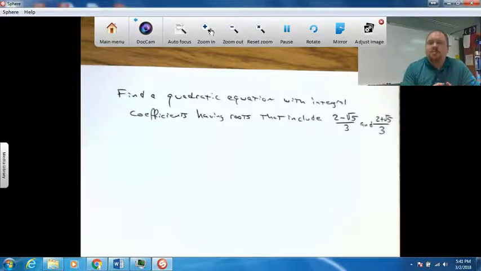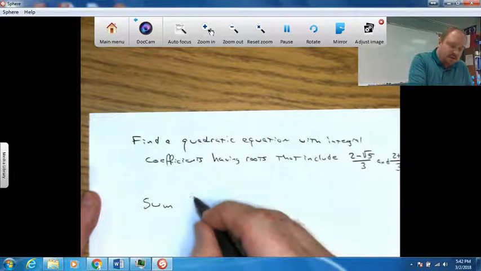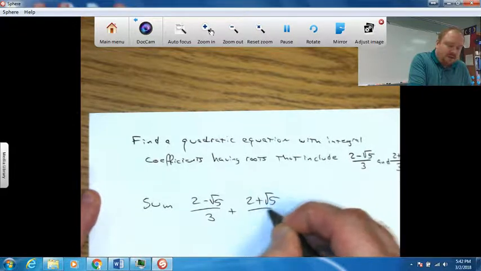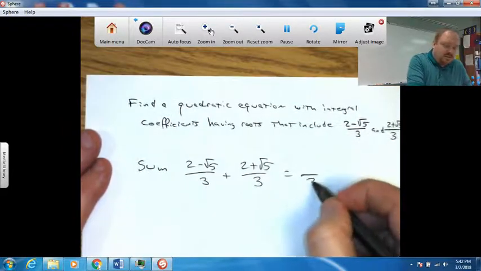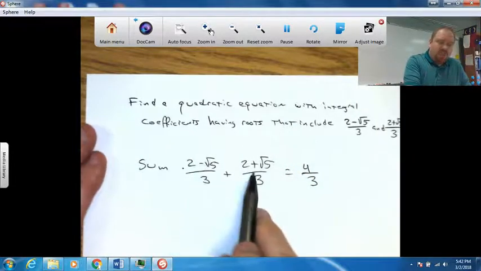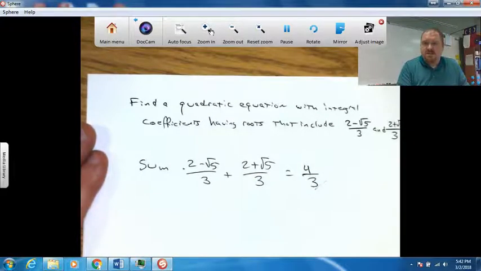If you try to use the x minus the solution method and then multiply it out, you're going to be working for a very long time. The sum and product rule is definitely the easier way to go. So here we go. The sum, (2 minus radical 5) over 3 plus (2 plus radical 5) over 3 equals, when we add, we do not touch the denominators. 2 plus 2 is 4. Negative radical 5 plus positive radical 5 cancels. No more denominators. No more radicals. Hooray.